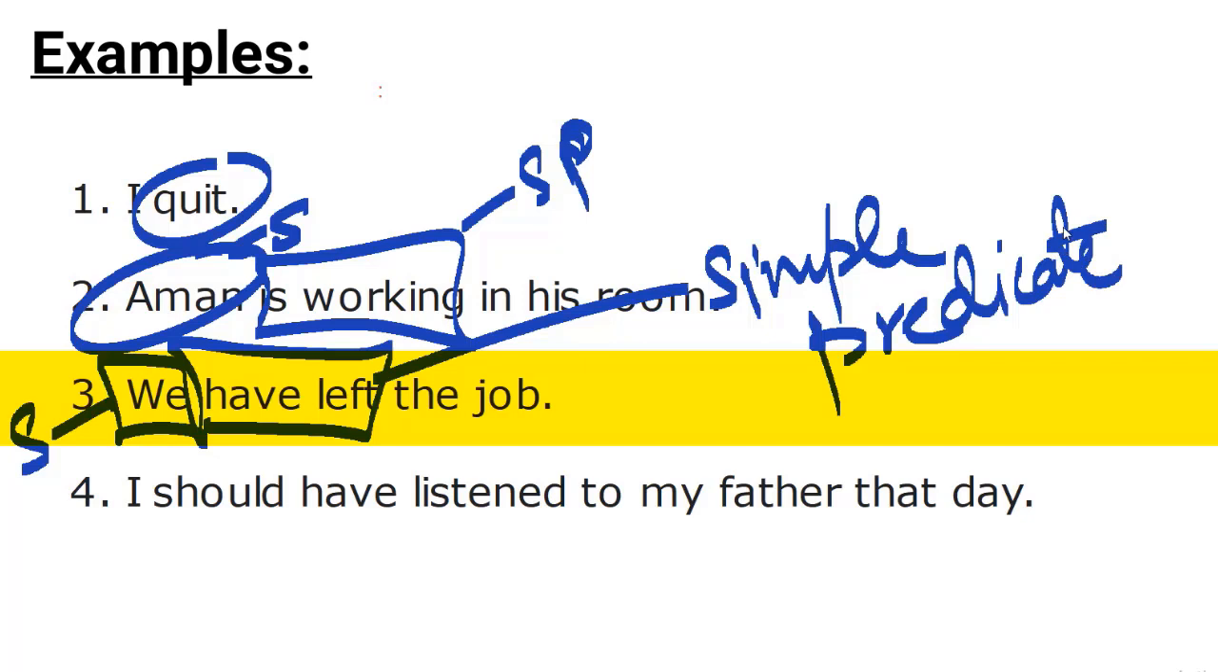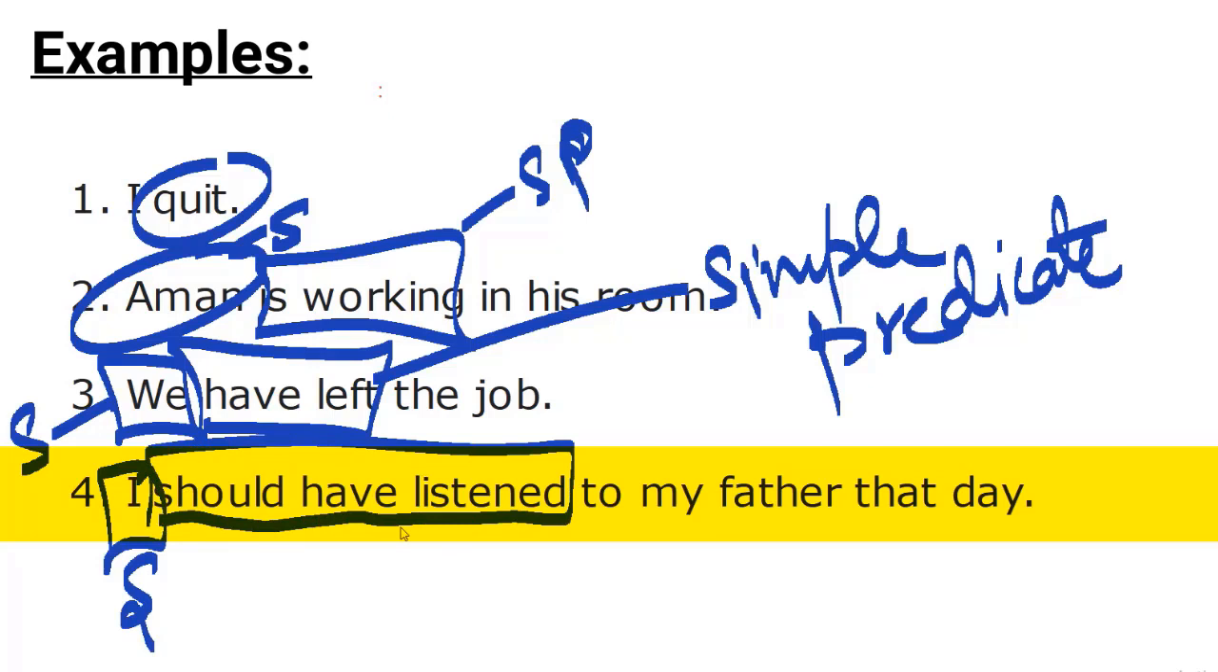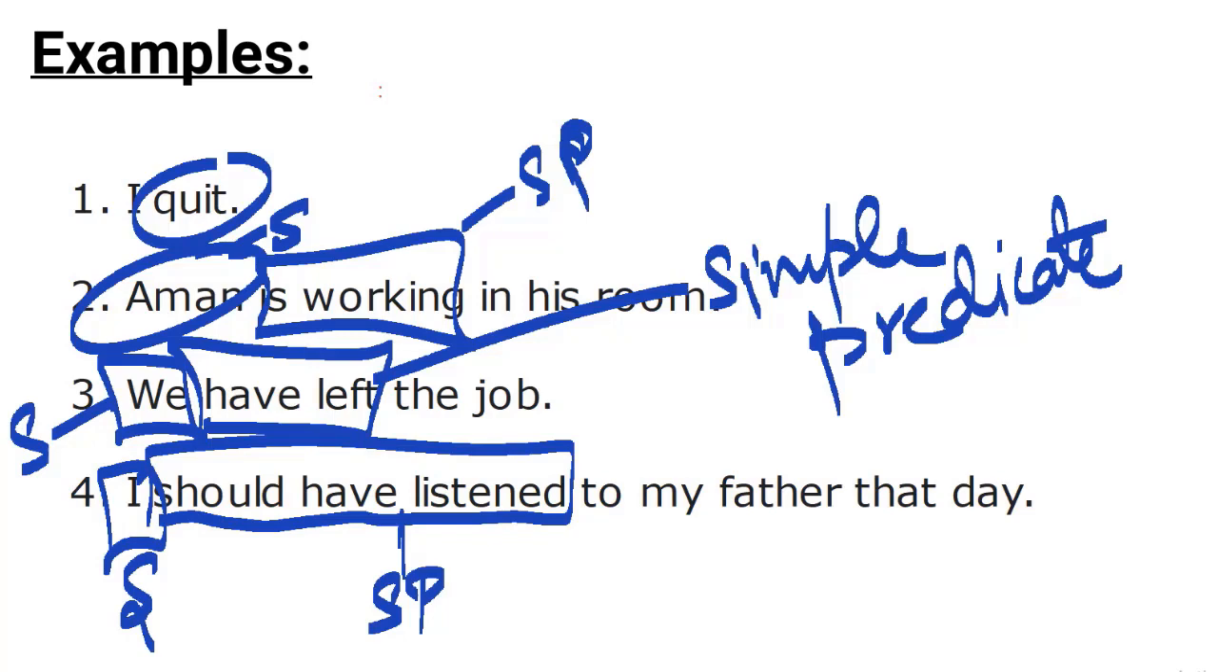All right, last one. I should have listened to my father that day. I, subject, should have listened is your simple predicate. I should have listened to my father that day. So I is the subject, simple subject, should have listened, simple predicate, should have listened to my father that day, complete predicate. So this is what a simple predicate is. Just a verb or a verb phrase without any object, modifier or any complement.